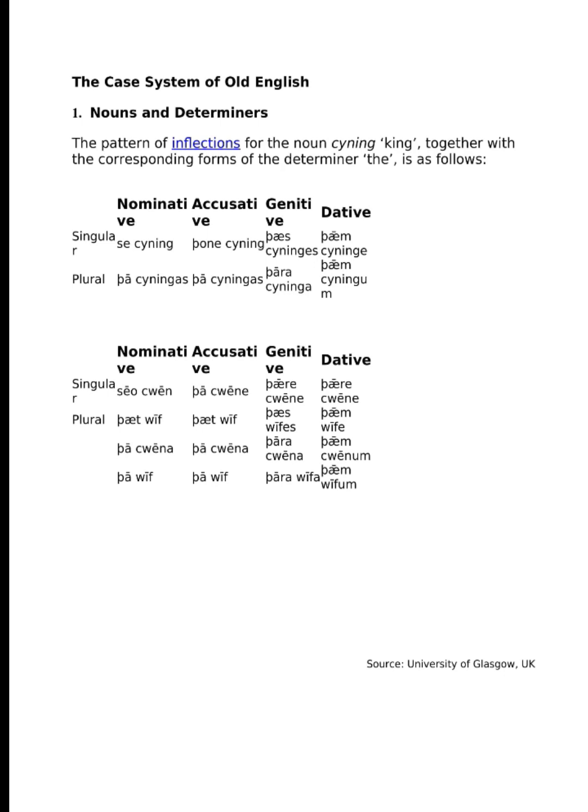There are four main grammatical cases in Old English. They are nominative, accusative, genitive, and dative. The nominative is used for the subject, which is the person or thing performing an action. For example, the king ruled the kingdom. Here, the king is the subject.